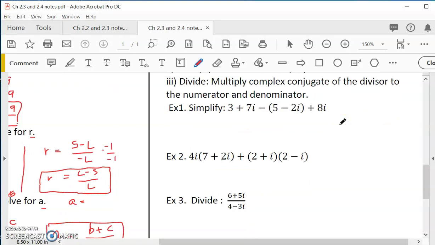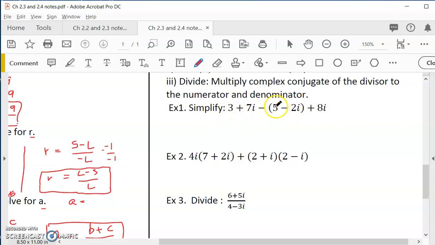First is add and subtract. So I have one complex number, 3 plus 7i. I subtract another complex number, 5 minus 2i, and I add a complex number, 8i only. So I can think of them as i being a different term.